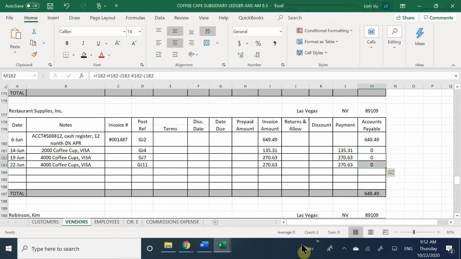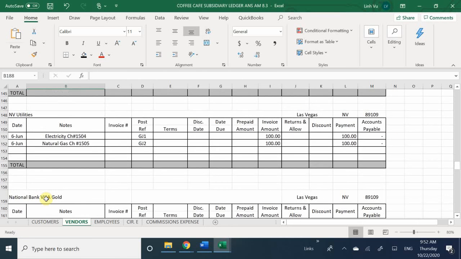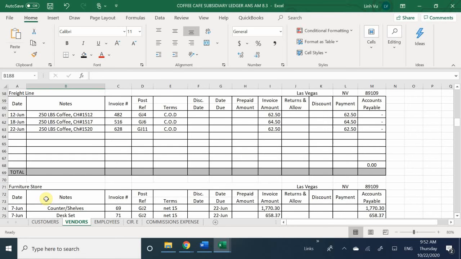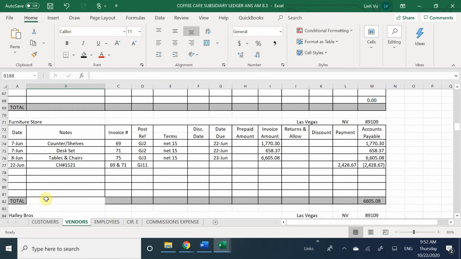All right. So here we're going to go to the furniture store. What invoice are we looking at? We're looking at 75, for the bistro tables and chairs. So here we are. We owe how much? We're owing $6,605.08. Good.